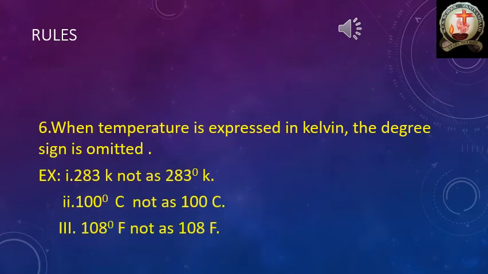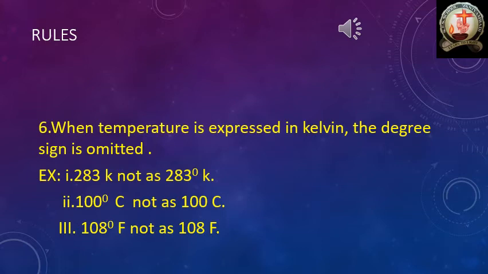The next point: when temperature is expressed in Kelvin, the degree sign is omitted. No need for it. Please see the examples below, then you will understand this point clearly. The first example, 283 K. K means Kelvin. 283 is the number, then a space, and K is the unit symbol.